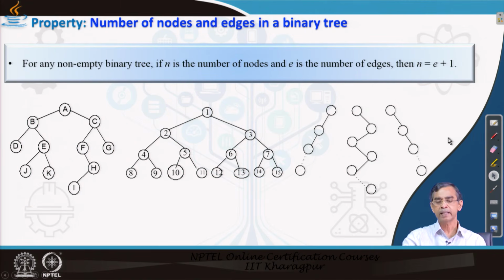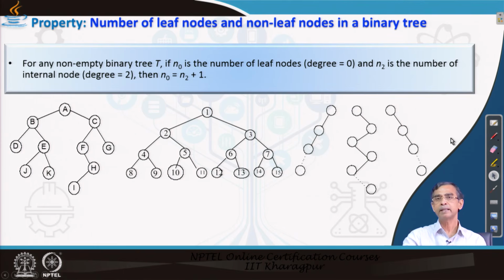Now let us see the other property, which is very interesting and valid for any binary tree. It says that n0 is equal to n2 plus 1. What is n0? n0 is the number of terminal nodes or leaf nodes, and n2 is the number of nodes having degree 2, that means the nodes which have both children. It is always 2.